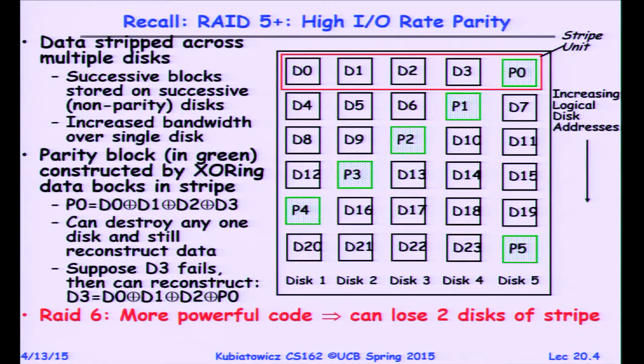But the key thing is these disks are so big these days that RAID 5 just doesn't cut it. Can anybody tell me why RAID 5 is not enough? Suppose that these disks in here are individually 6 terabytes or 8 terabytes apiece. Why is RAID 5 just bad?